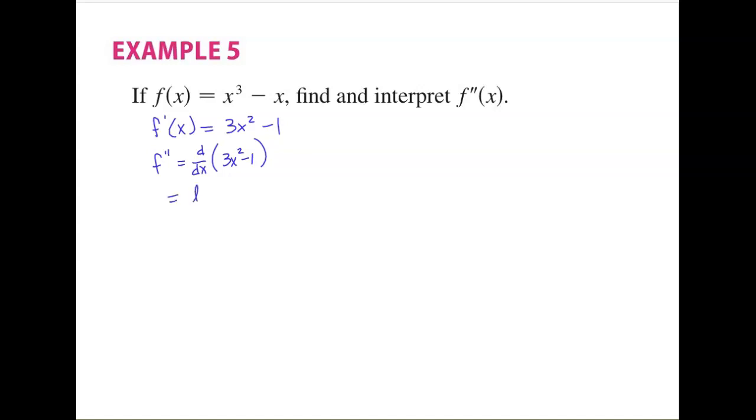All right, well, I'm going to use my limit definition. Limit as h approaches 0. I need an expression for f of x plus h, which is just going to be 3 times the quantity x plus h squared minus 1, right? And then an expression for f of x is just 3x squared minus 1. So that's going to be what goes into my numerator. All right, so it's going to be 3 times x plus h quantity squared minus 1 minus the quantity 3x squared minus 1, all over h.